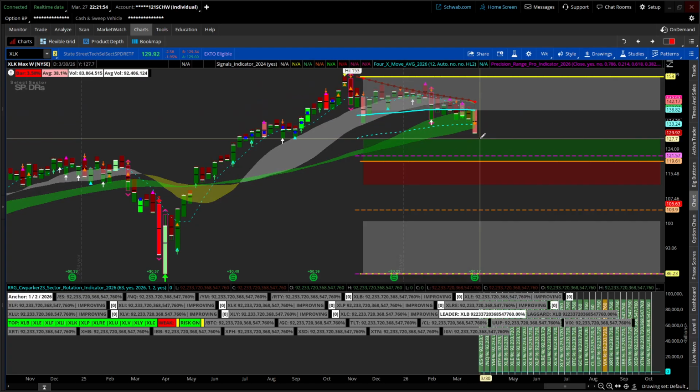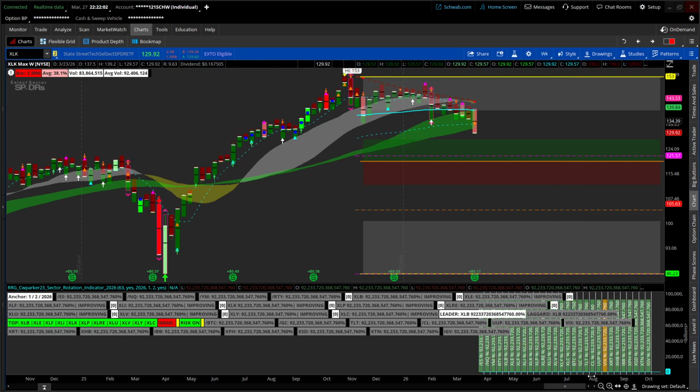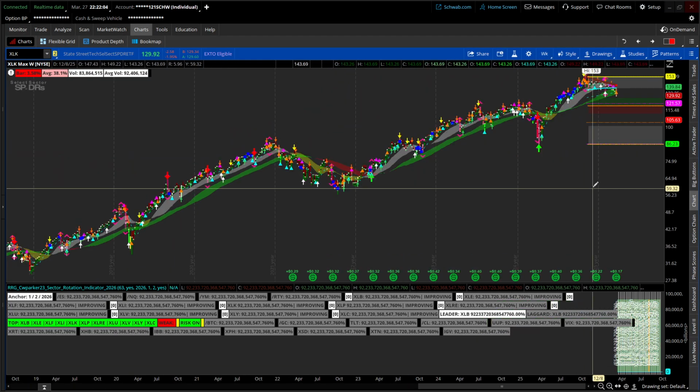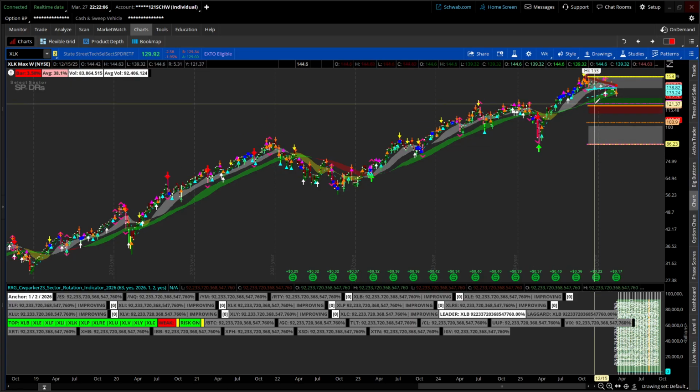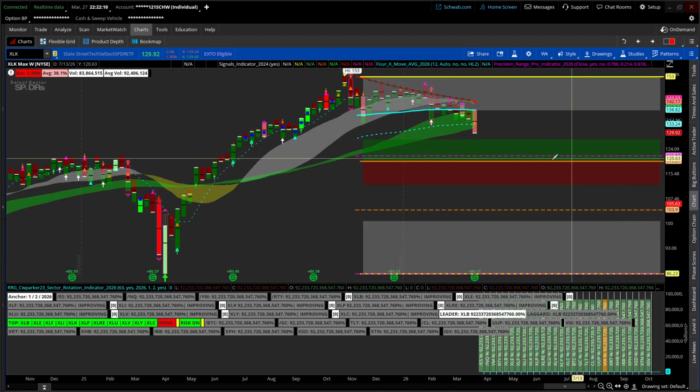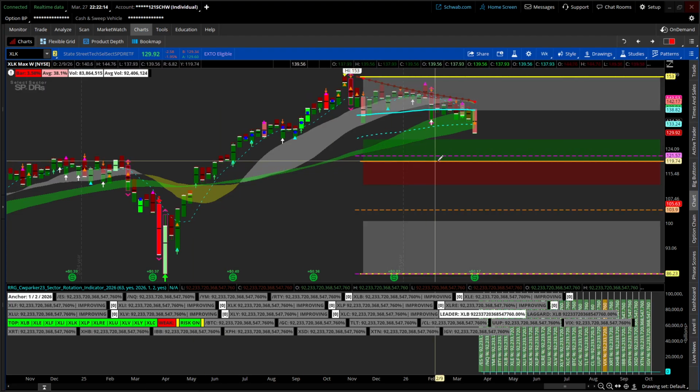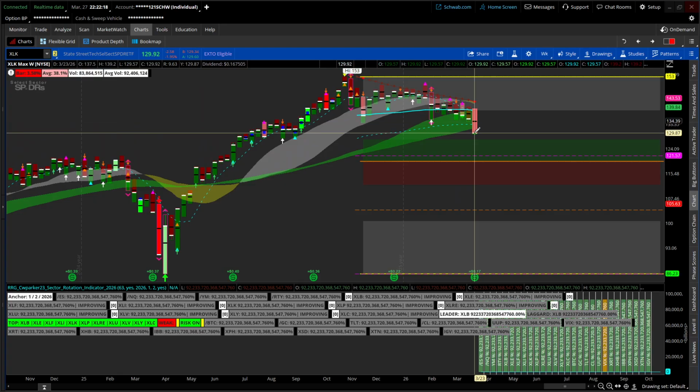So this would be our 61.8 fib. We have our previous range high right here, and we have our 52-week midpoint as well, right here. So XLK, let's say it could come back down to 120. Right now we're at 129.